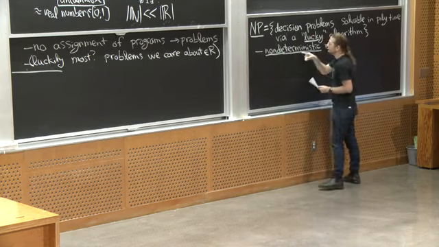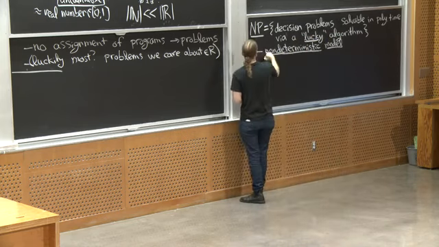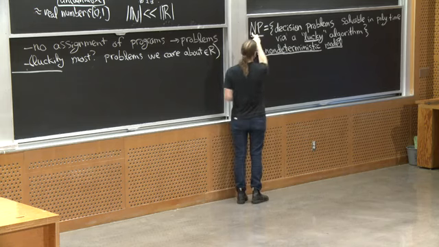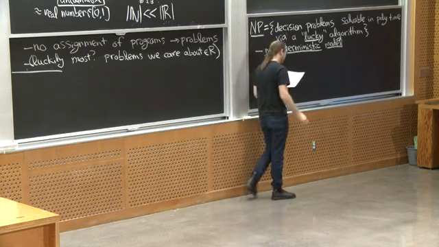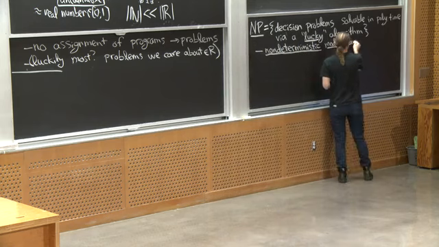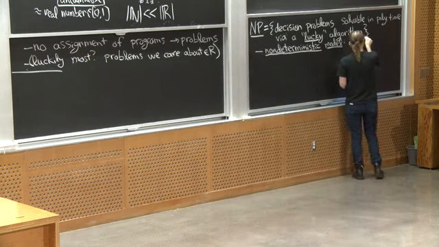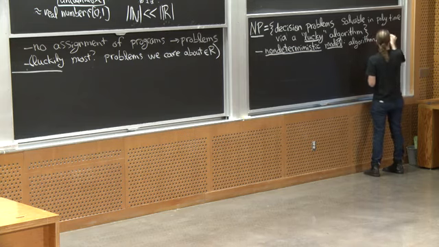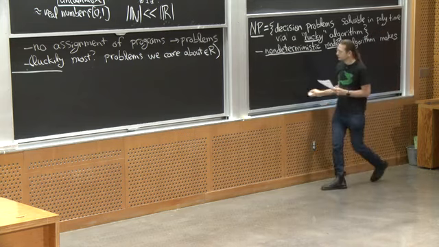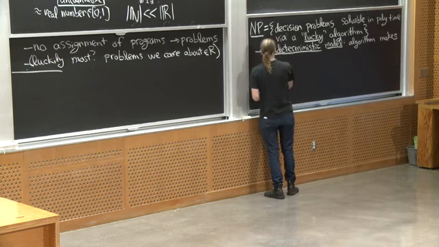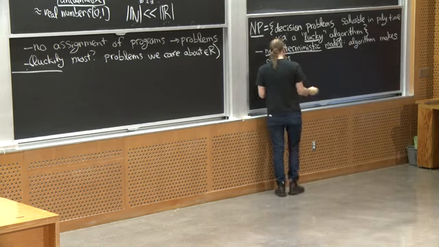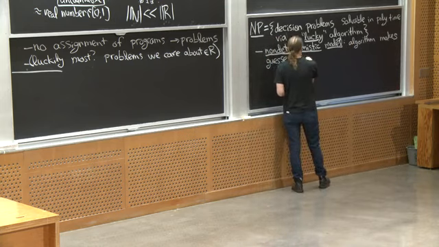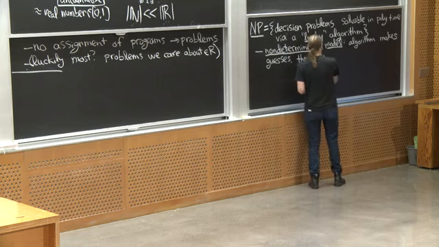The n in non-determinism is the n for NP. So this is non-deterministic polynomial time. The algorithm can make guesses, and then in the end, it should output yes or no.